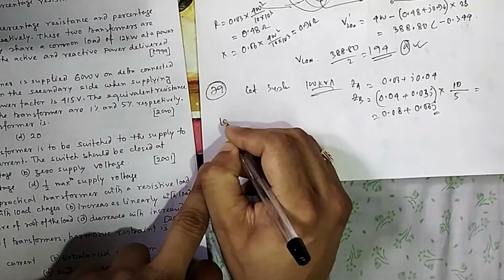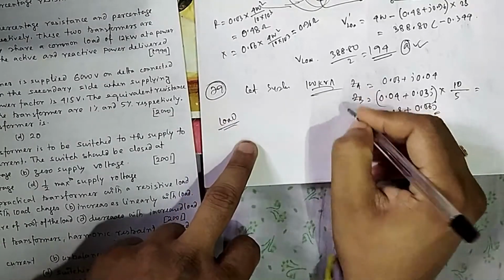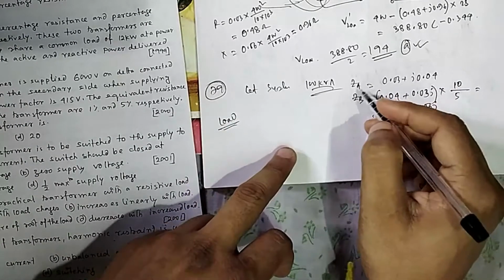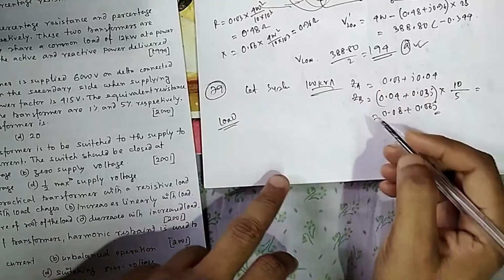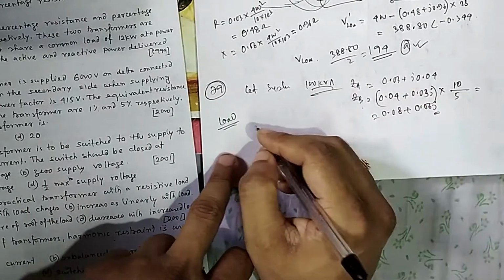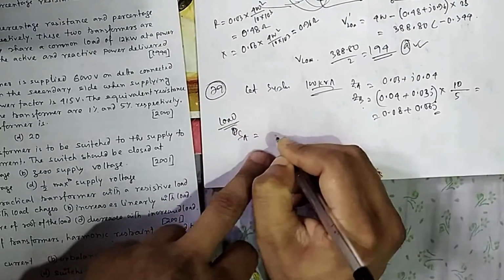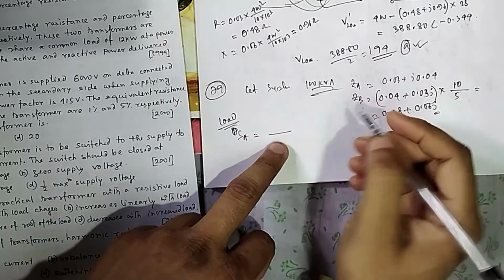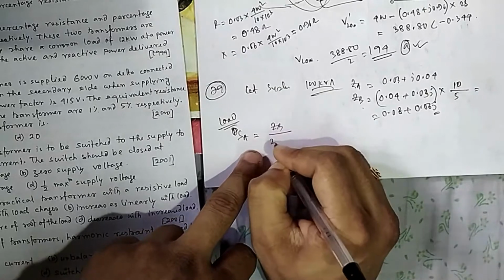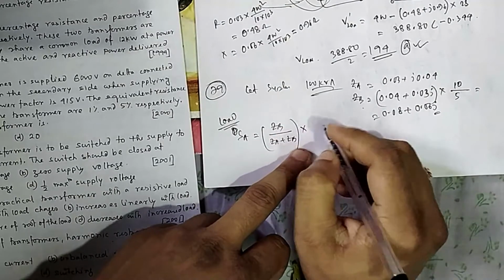So now loads will be shared in the ratio of the reciprocal of Z. If it has high Z, it will take low load. If it has low Z, it will take high load. So it will be inverse. If you are calculating power shared by A, it will be shared in the inverse ratio. So it will be ZB by ZA plus ZB, like your current division, into total power.